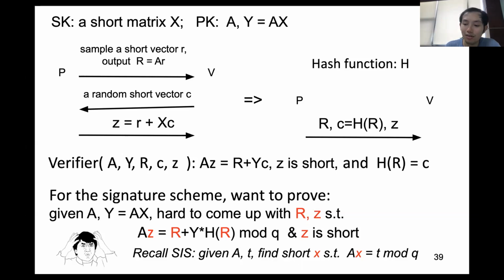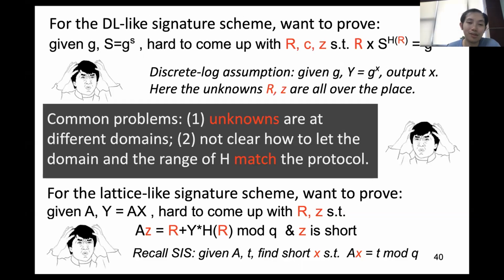So put them together. These are the common forms of analyzing the Fiat-Shamir heuristic for Schnorr's protocol and Vadim's protocol. And actually, you will see this appears in all the other examples you can think about when using Fiat-Shamir: the unknowns are all over the place, and it's not clear how to let the domain and the range of the hash match the protocol, where match means you hope all the unknowns are in the domain of a one-way function, but they don't. Okay.